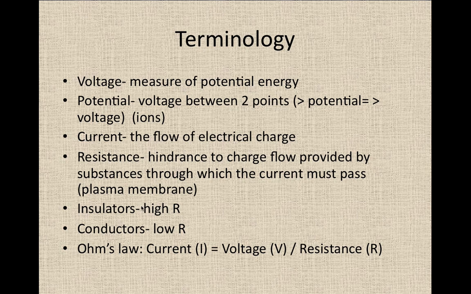So Ohm's law is current, which is I equals the voltage divided by the resistance. Okay, so if you have a high potential energy and a low resistance, your current is going to be higher, which means your speed goes up. Okay, so the more resistance, the lower the current will be.